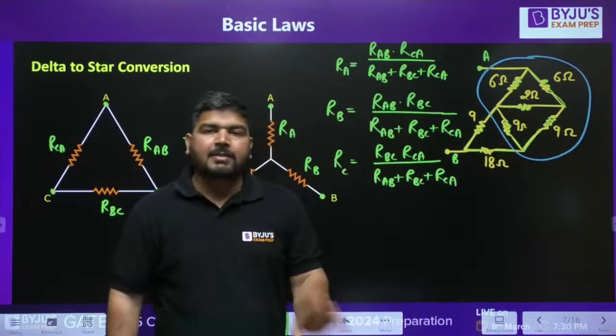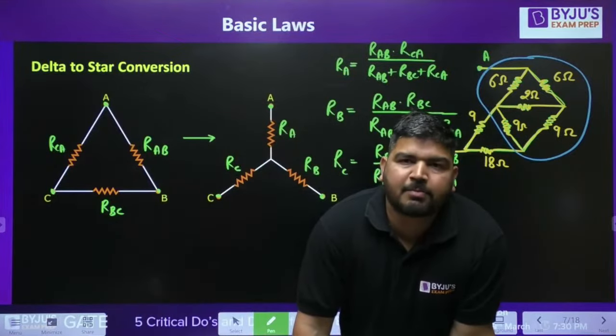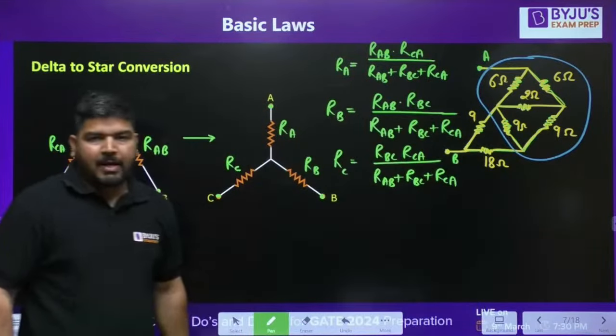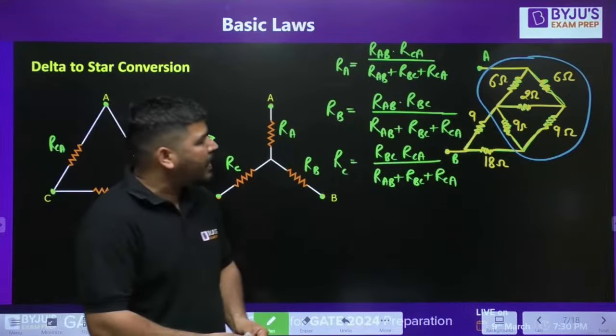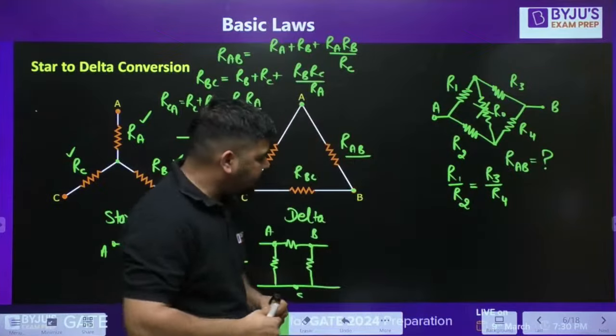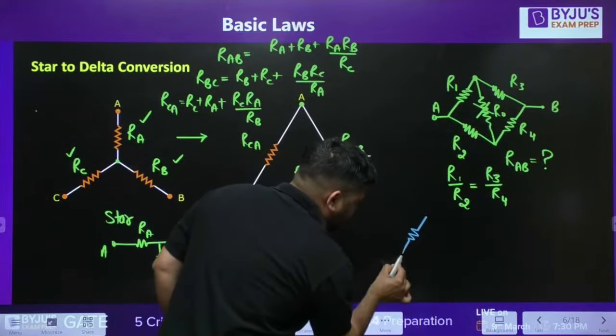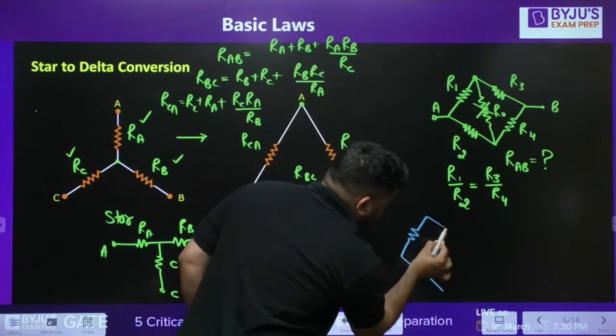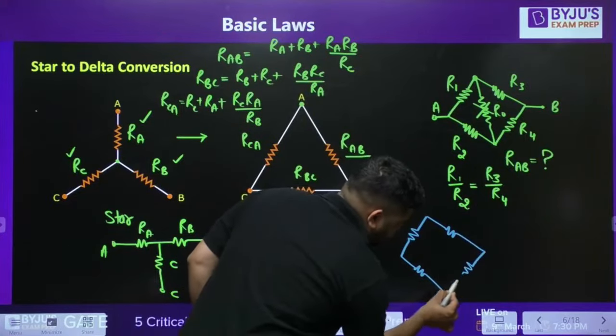Actually, the answer is no. This is not a balanced bridge. Why is it not a balanced bridge? Because in a balanced bridge, what happens is, let's say you have a balanced bridge. Or let's take an example. Let's take a circuit. Let's say you have a balanced bridge like this.